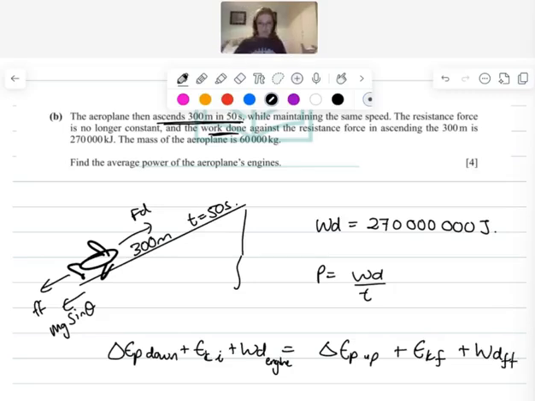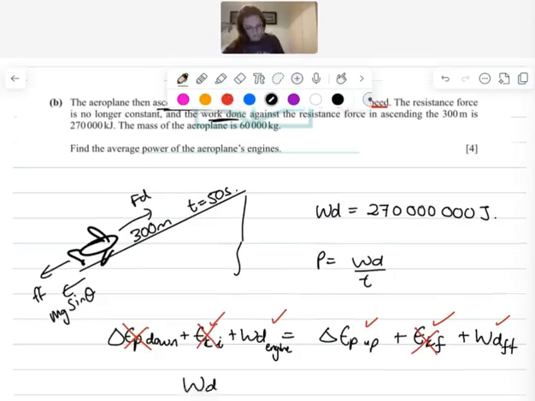Okay, so this is the general formula. In this case, there's nothing going down. The plane is going up. It does have a velocity to start with, so we're going to use that. The engine is going to be working, so we're going to be using that. It is going up. It's got a final speed, and there is friction. Let's just see here though, it says it maintains the same speed. So because it maintains the same speed, I'm actually going to take velocity out because it's going to be the same before and after.